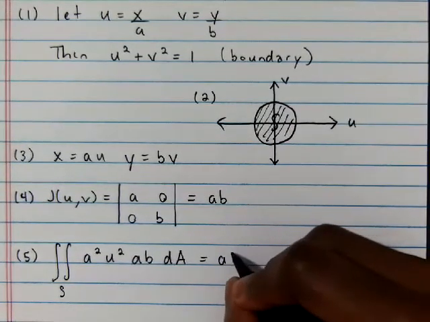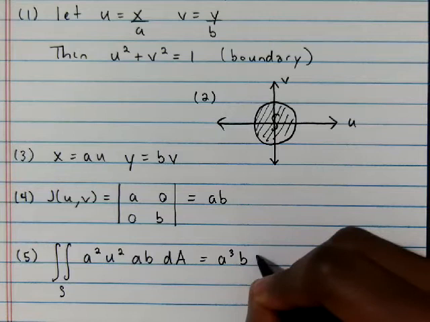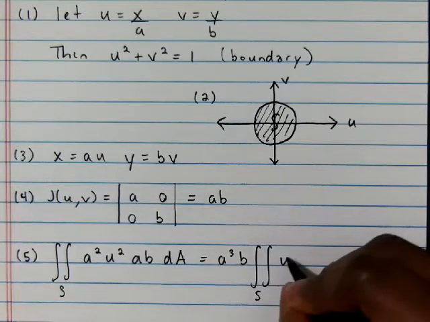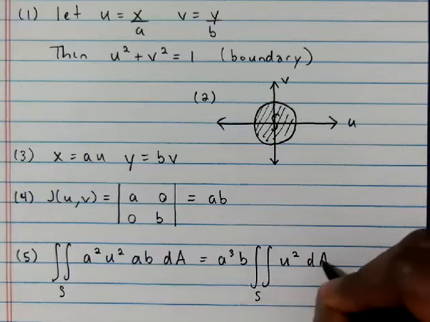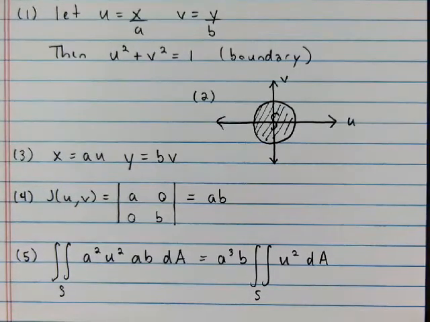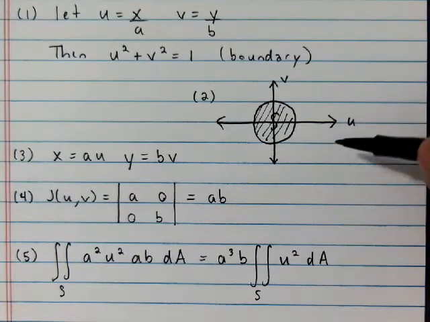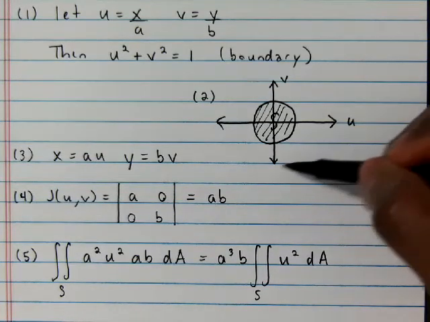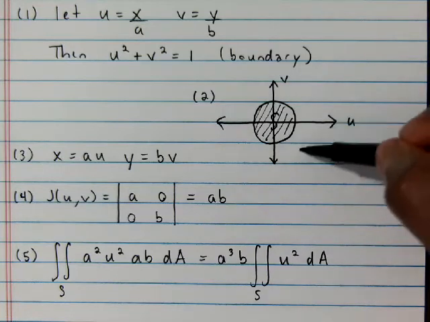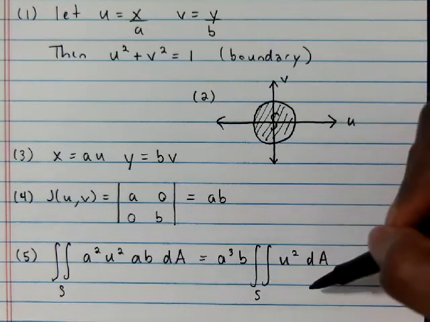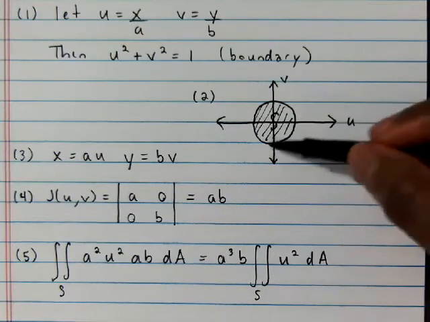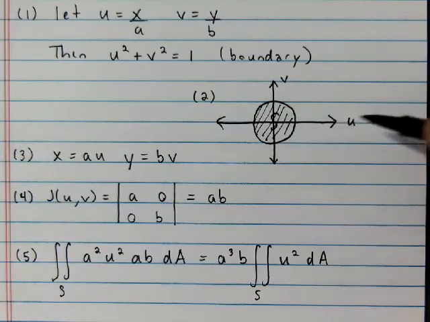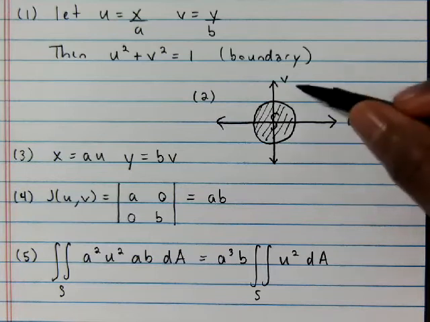So we end up with a cubed times b double integral over S of u squared dA. So now, if you were not in 14.8 and you were just given this is the region over which you want to integrate and this is your integral, what would your natural approach be? Okay, you see that thing's a circle, so you would say, okay, well, I want to do this in polar coordinates. Now, don't get hung up on the fact that we have u and v here.